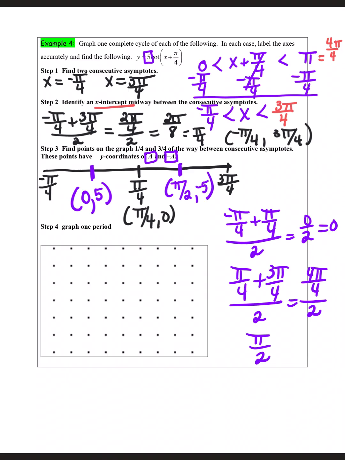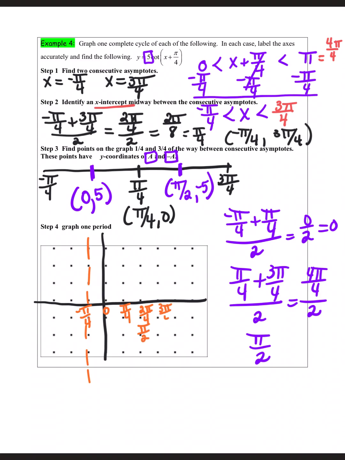So here we're going to count by basically a fourth, or pi over 4. So each spacing will be pi over 4. So I'm going to start with the first one being at negative pi over 4. Remember, that's where our asymptote is. So we're counting by pi over 4. So we have negative pi over 4, 0, pi over 4. 2 pi over 4 is equivalent to pi over 2. And then we have 3 pi over 4. And then 4 pi over 4 would be pi if we need it. So my asymptotes are at x equals negative pi over 4 and x equals 3 pi over 4.